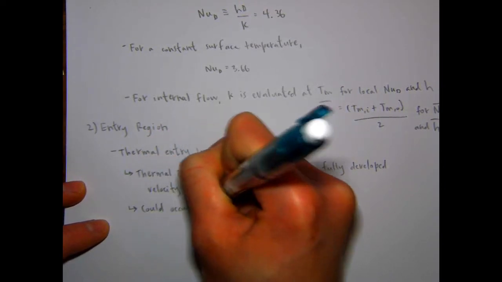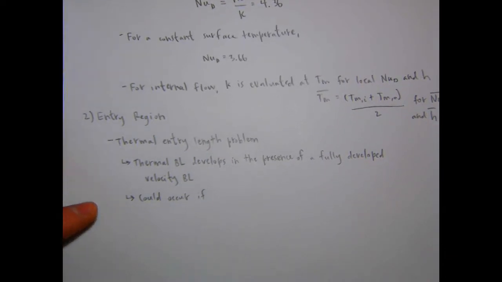So this could occur in two different situations. If the pipe had an unheated starting length, so if basically the temperature of the fluid and the temperature of the pipe were the same for a portion of the pipe initially, then the velocity boundary layer would start to develop, but there would be no thermal boundary layer until you got to a part in the pipe where it was heated. So by the time you got to the heated part, the velocity boundary layer would be fully developed, and then the thermal boundary layer would start developing at that location, in the presence of a fully developed boundary layer.